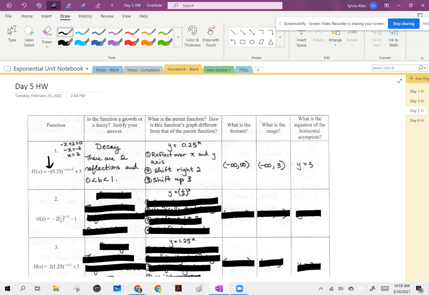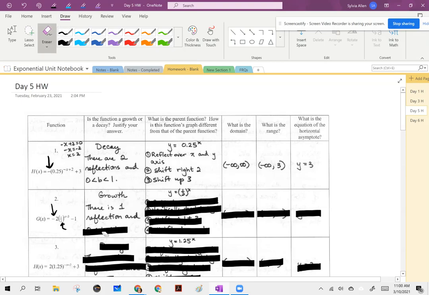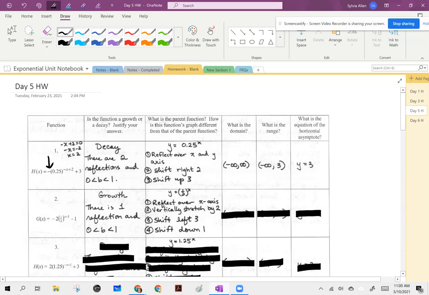All right, let's take a look at whether it's decay or not. So naturally, the 1/2 would indicate decay, but there's 1 reflection, so that means it's going to end up being growth. All right, and the justification is there's 1 reflection and the B is between 0 and 1. All right, so there's the parent. Let's see if you were correct when you identified all of those changes. So we have the reflection over the x-axis, which is this negative right here. We've got vertically stretched by a factor of 2. That's my A value. We've got shifting left 3, and then we've got down 1.